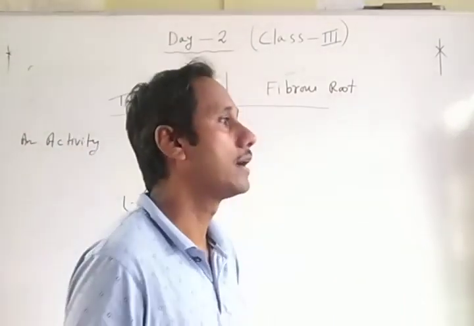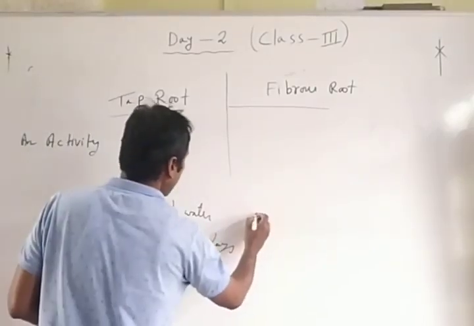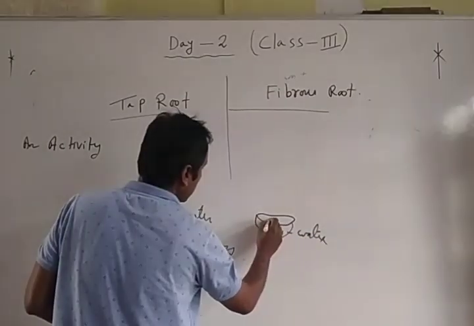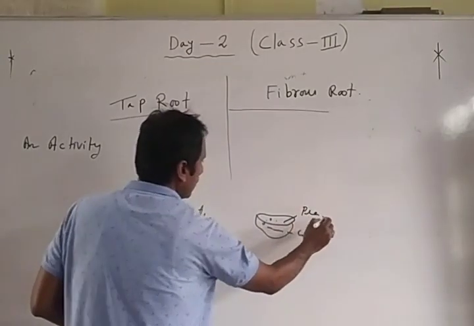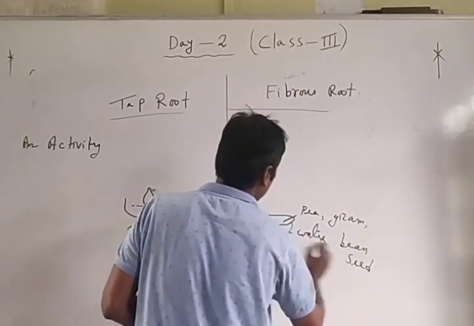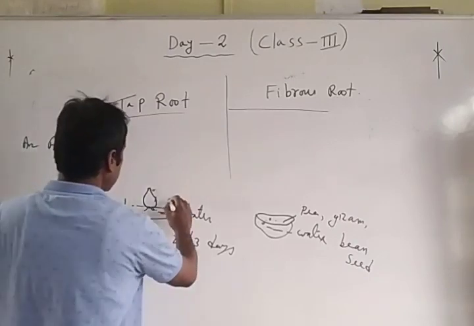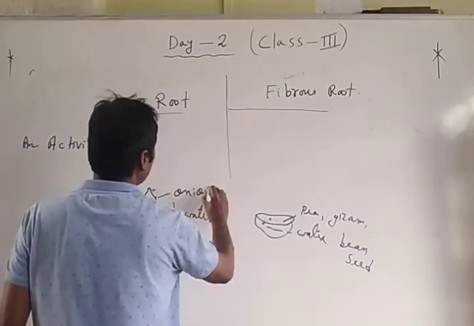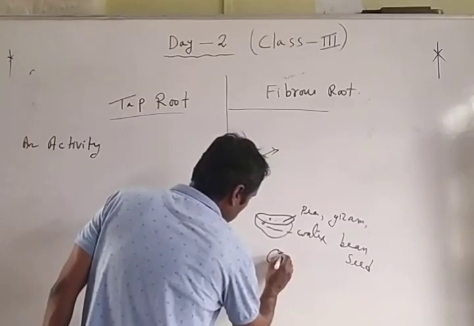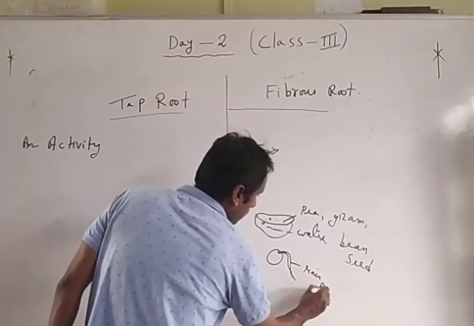At home, take one onion, put water, and also take gram, pea or bean seeds. Then what will you see? The onion has fibers, but when the pea develops, there is one main root.